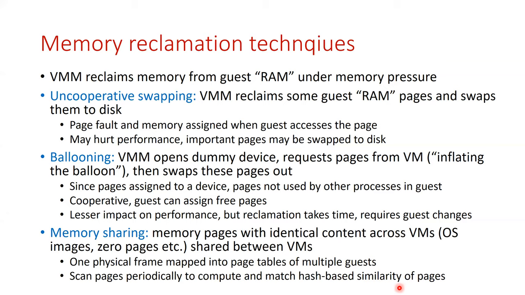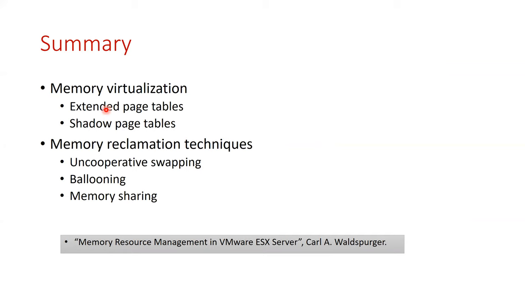So in summary, we have studied memory virtualization. We have seen memory virtualization can be done either with extended page tables or shadow page tables. And we've also seen some techniques to reclaim memory at the VMM or host level from the guests if the host is running out of memory. These techniques are uncooperative swapping, ballooning, or memory sharing. So this paper on memory management in the VMware ESX server has all of these details, more details on memory virtualization and memory reclamation techniques.